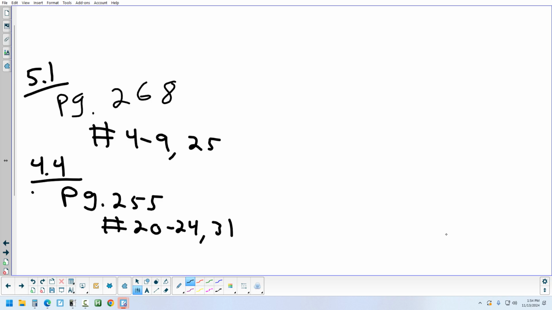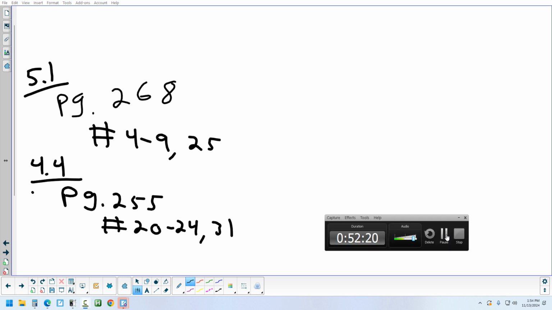Okay, so that's the homework for tonight. The first part on 255, that's the radicals we finished up. And then 5.1 is the first part of exponentials. And we will finish exponentials tomorrow. It's Friday, right? And the test is Friday.